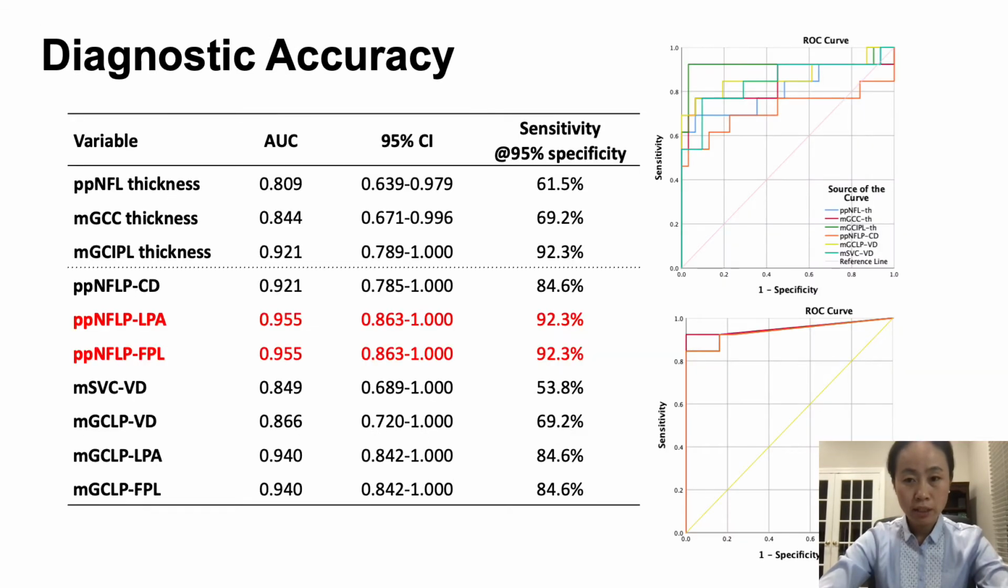When differentiating optic neuropathy from control, all parameters had good diagnostic accuracy in terms of AROC and sensitivities. Peripapillary neurofibrillary plexus low perfusion area and focal perfusion loss had better diagnostic accuracy. The AROC is 0.955 and sensitivity was 92.3%.